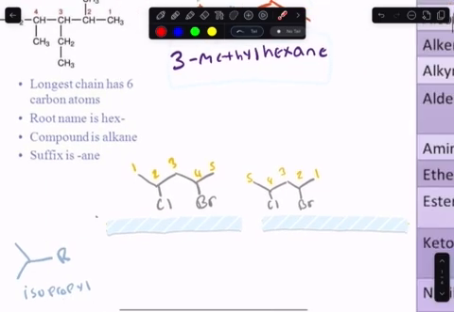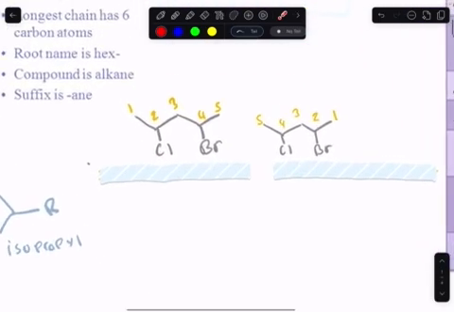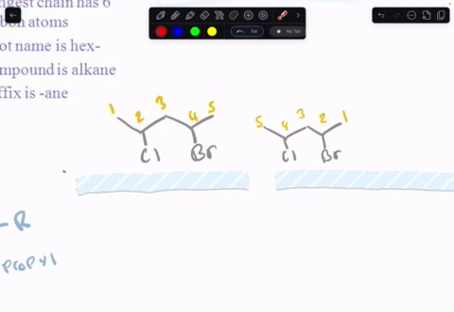Now, there's something else we have to go over. We're looking at these two molecules, and you're thinking, well, I mean, this doesn't matter, right?